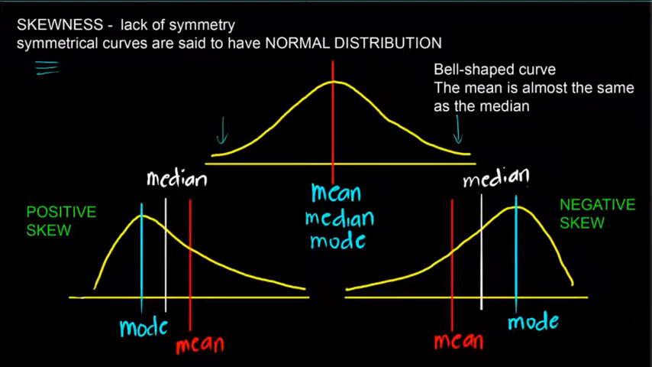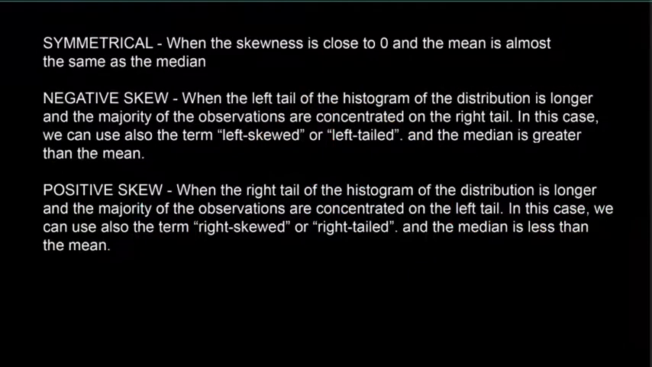Okay, so let's go to our definitions. So, our definitions are here. Symmetrical: when the skewness is close to 0 and the mean is almost the same as the median. Like we have talked about earlier, skewness is just the lack of symmetry. So, lack of symmetry, that means it's close to 0.